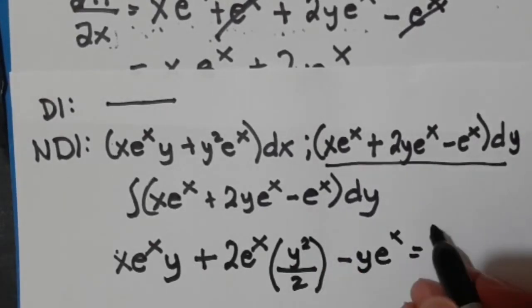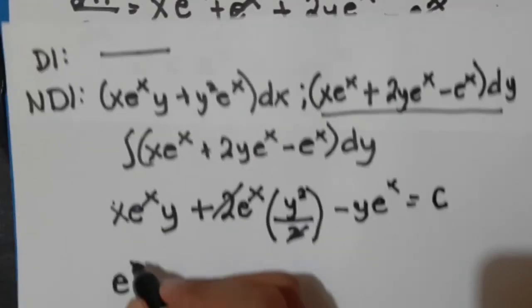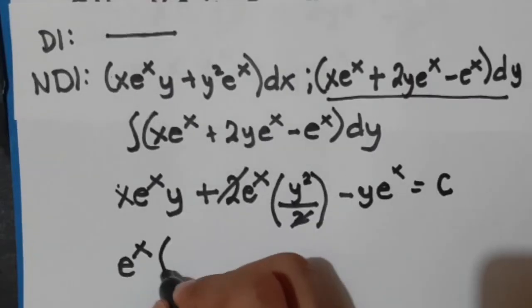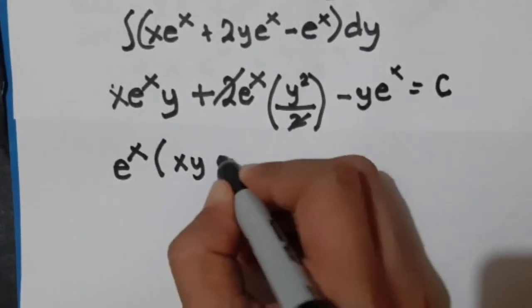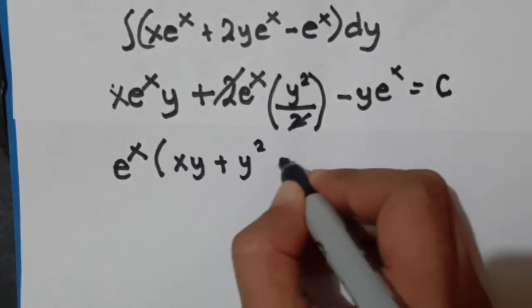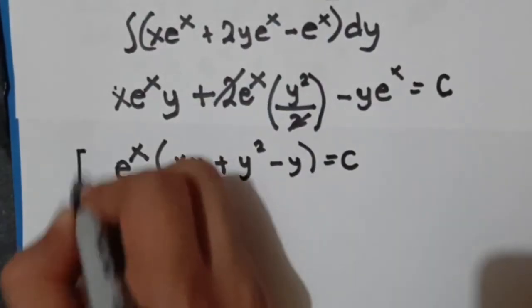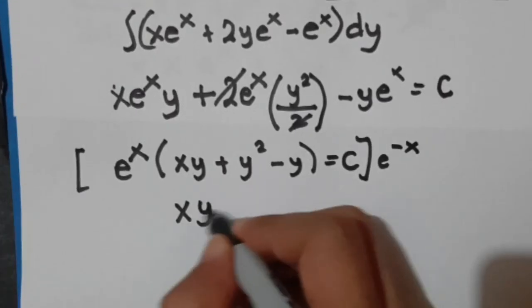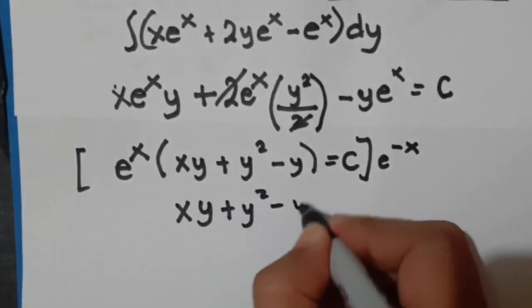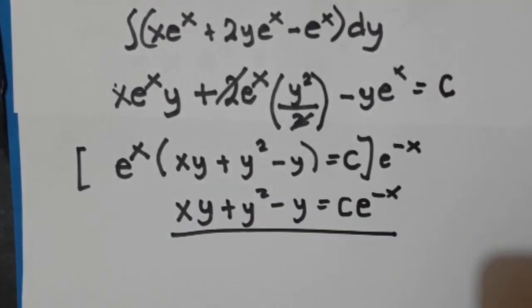So this will be cancelled out. We can factor e^x. So we have e^x times (xy plus y squared minus y) is equivalent to C. We can multiply both sides by e to the negative x, so it goes to the other side. So we have xy plus y squared minus y is equivalent to C e to the negative x. So that's the solution for our number 3.